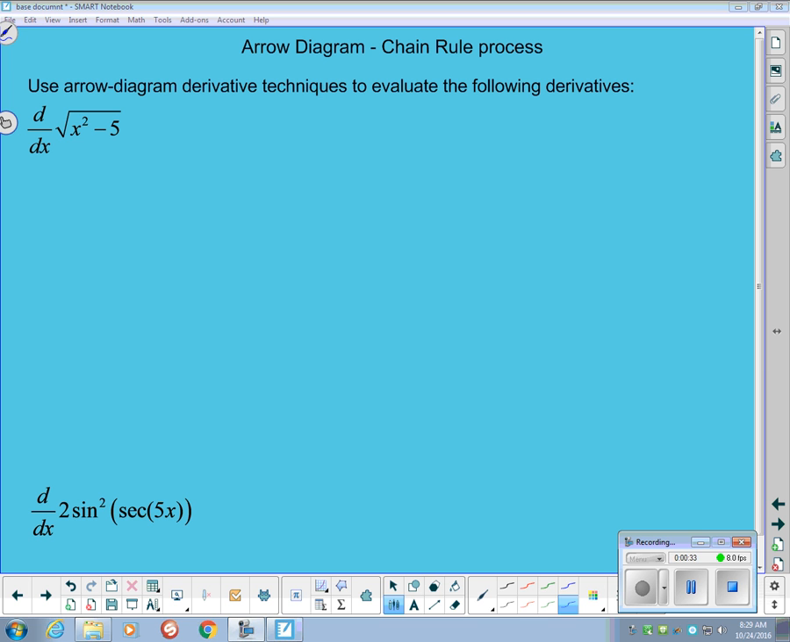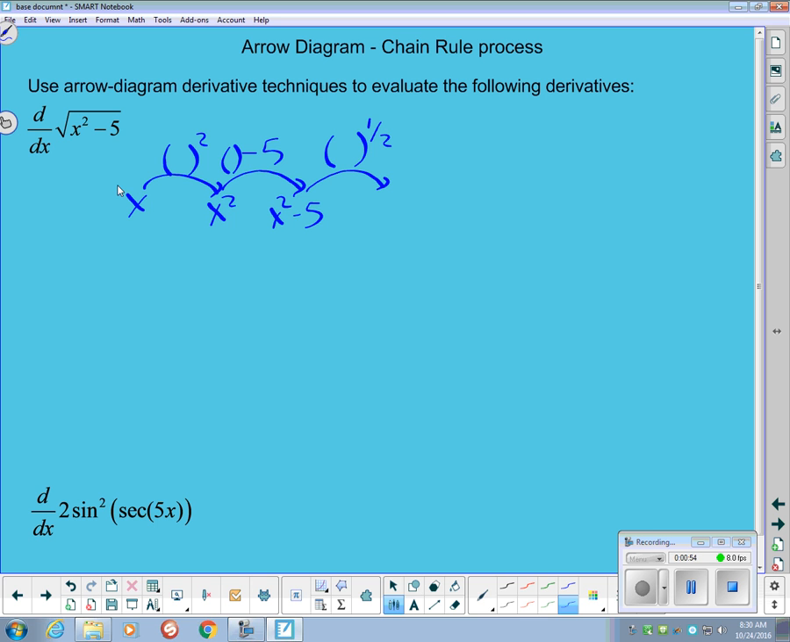So we start with the x and we build the arrow diagram, which is going to involve, first of all, squaring to get an x squared, and then subtracting 5 to get the x squared minus 5, and then finally taking the square root, which we will represent as the 1/2 power.